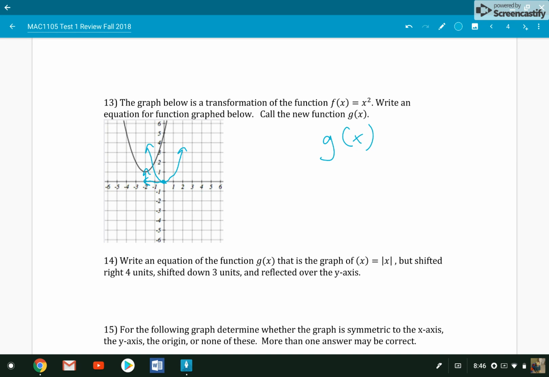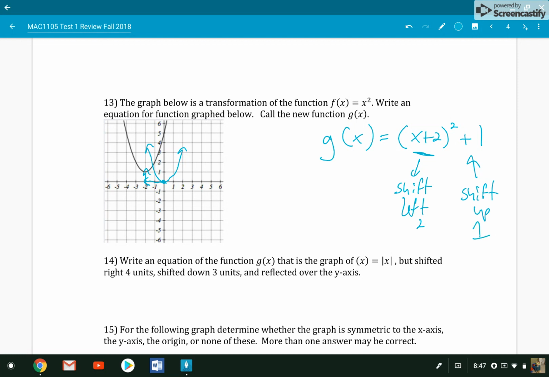So I could say g of x is equal to, inside my parentheses, I'm going to say x plus 2, squared, plus 1. Remember that what's inside your parentheses moves the graph left and right. So when I work with this x plus 2 in parentheses, I'll pull this out as a -2. So this is going to shift left 2. And then what's outside the parentheses moves your graph up and down. So to move it up 1, I would just put a +1 on the end for that shift up.